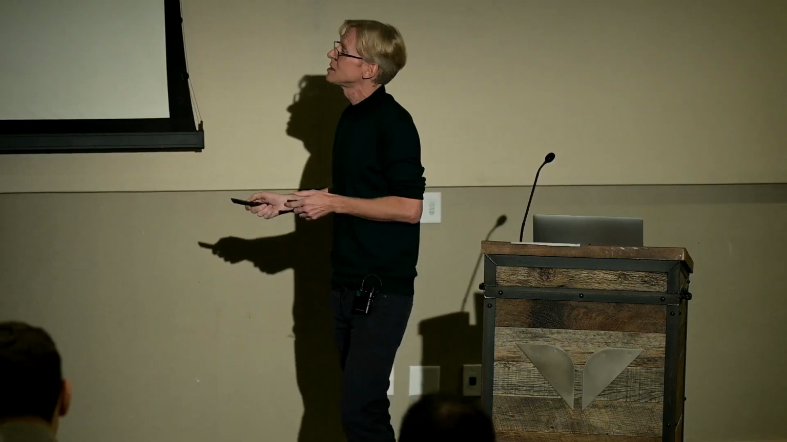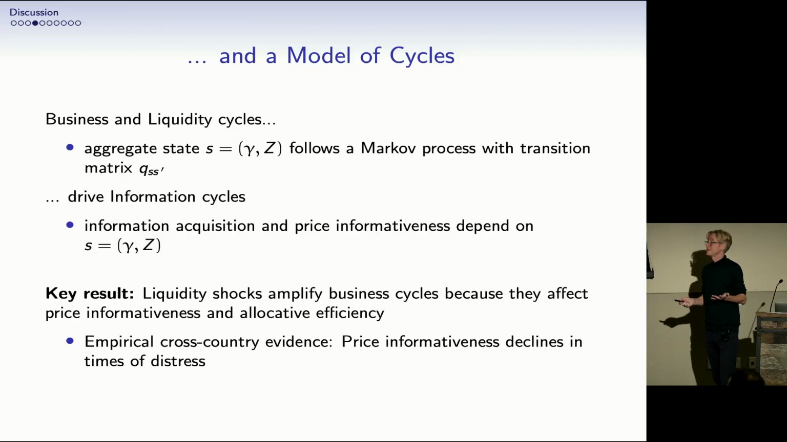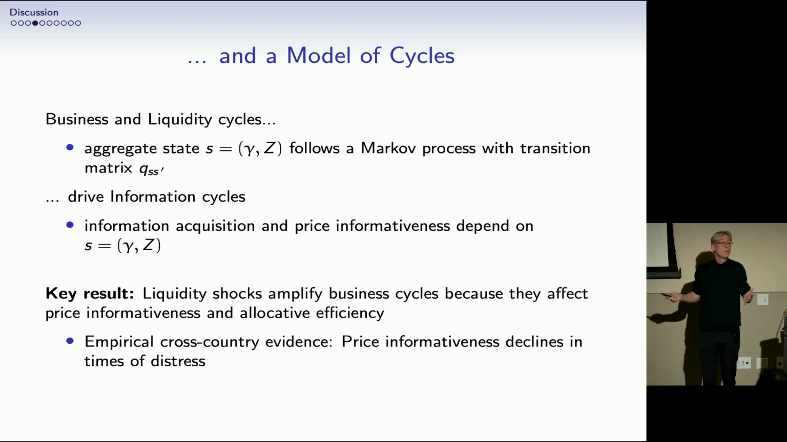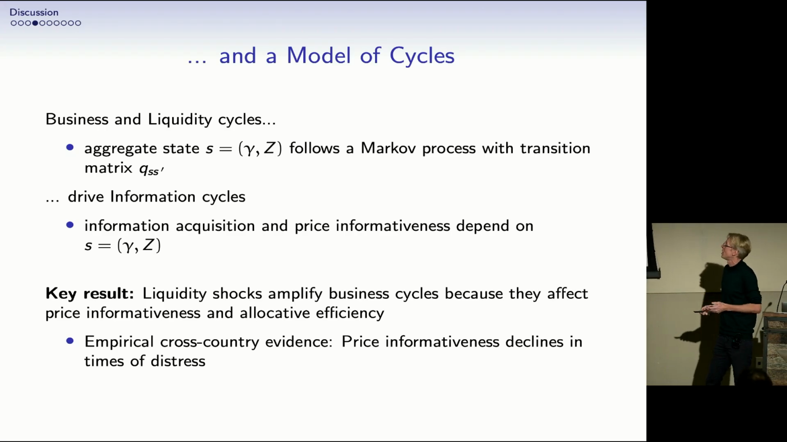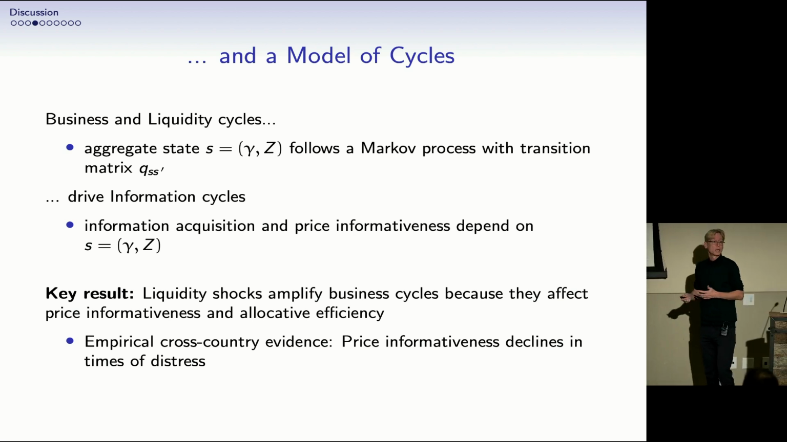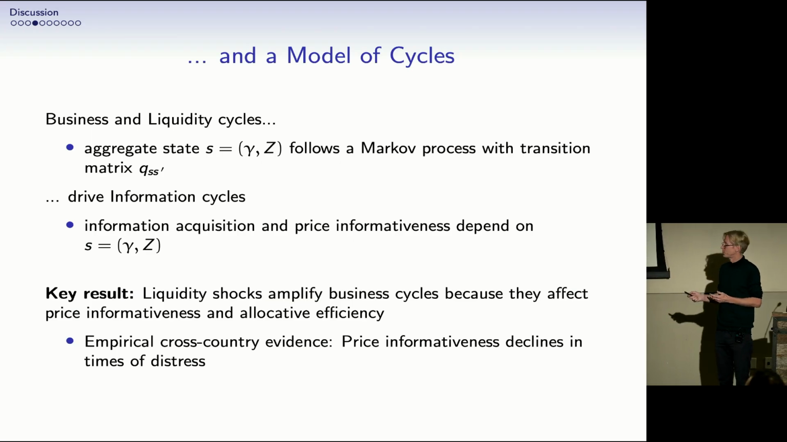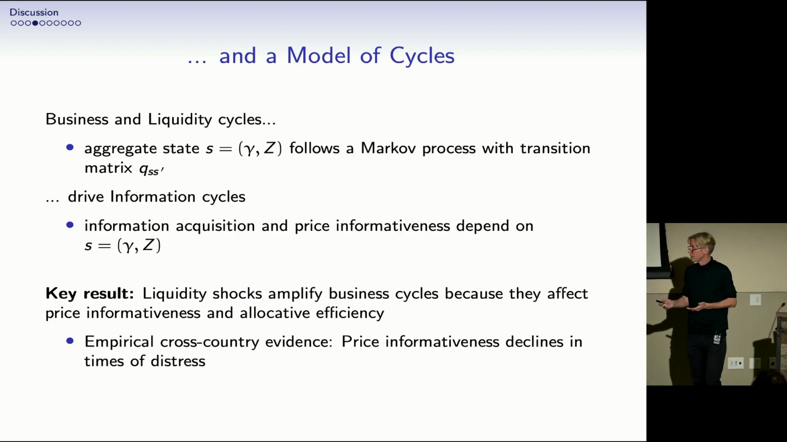And so what's nice about the setup that Gorkem presented is that they have linear pricing functions, so they can actually provide some empirical evidence on these effects. So there's some cross-country evidence that price informativeness indeed declines in times of distress. So that's very reaffirming here. So I think that's a very plausible mechanism.